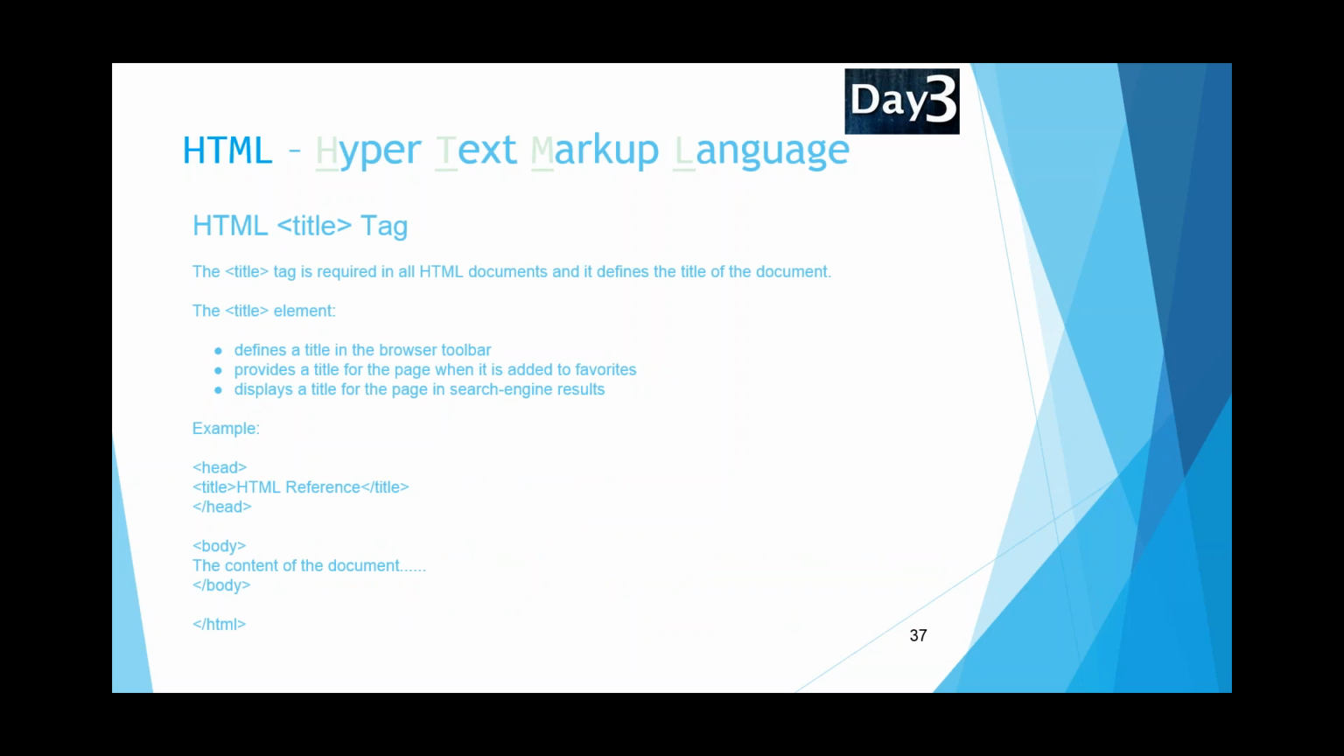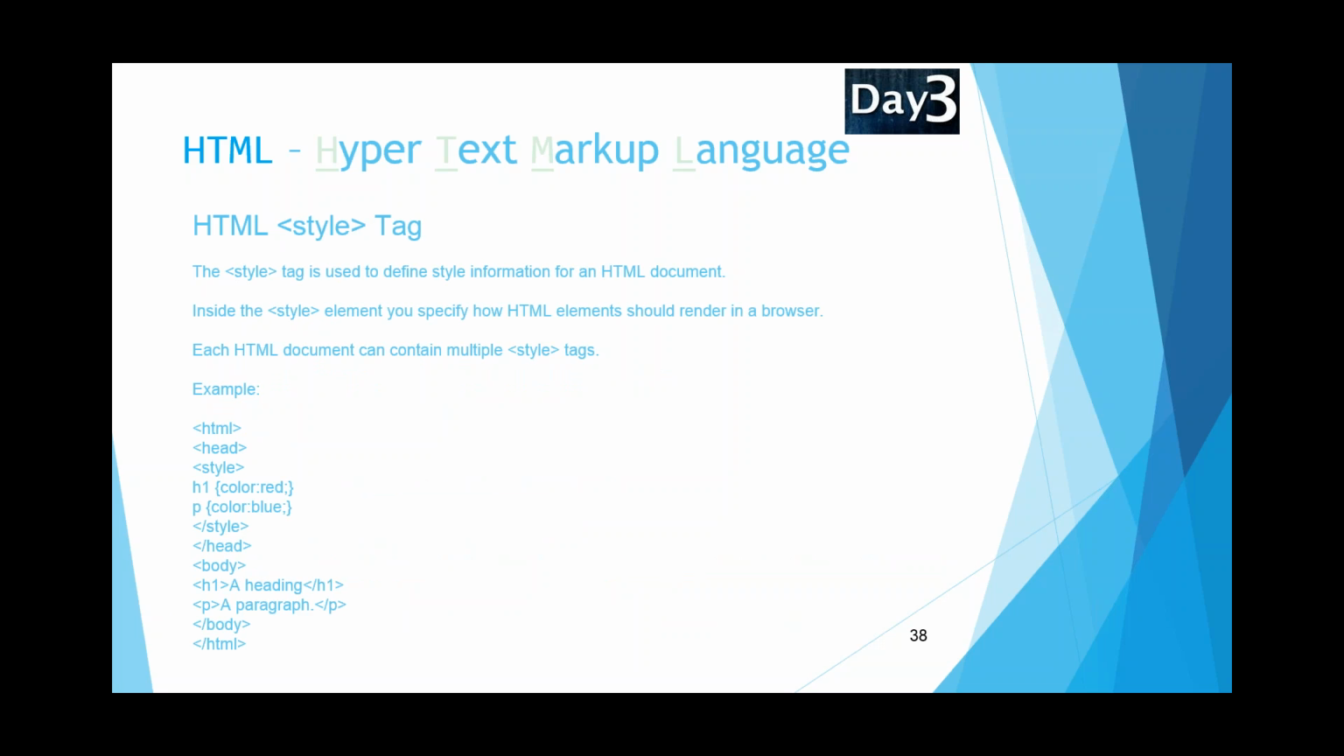Okay, so you can see the examples here, title, html, reference, like that. And then the style tag is used to define the css on your page, or you can even refer to an external css file from your page. Okay, defining the css styles is very easy. You can give the elements a style by using the element names or element IDs.